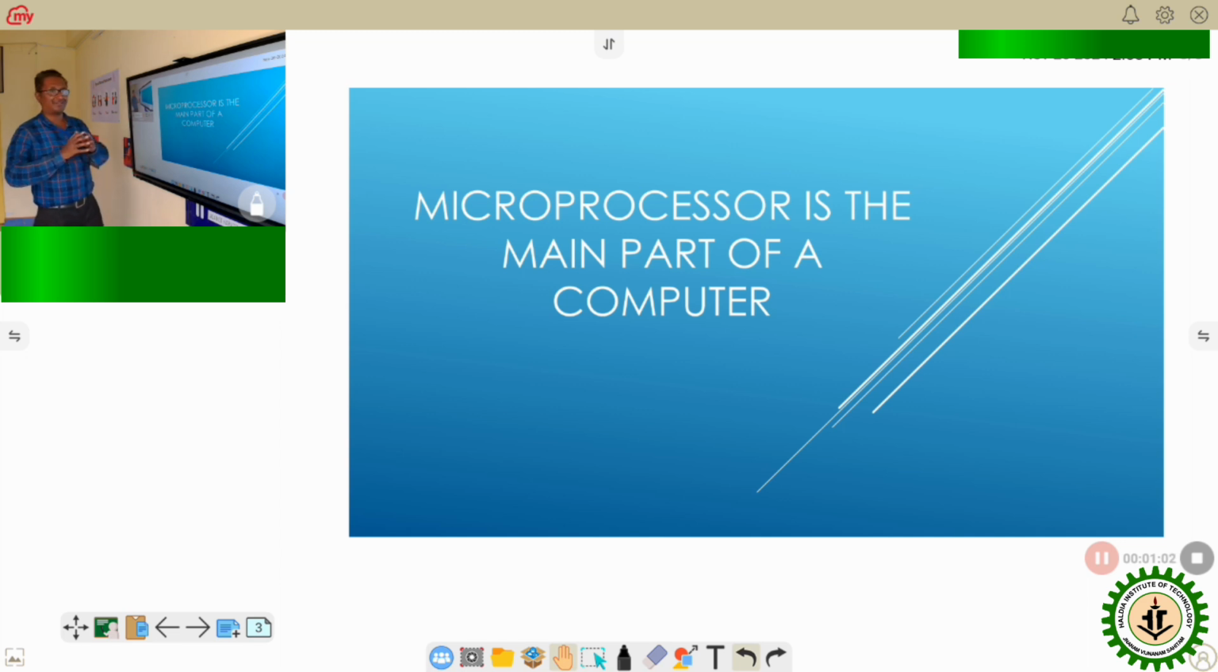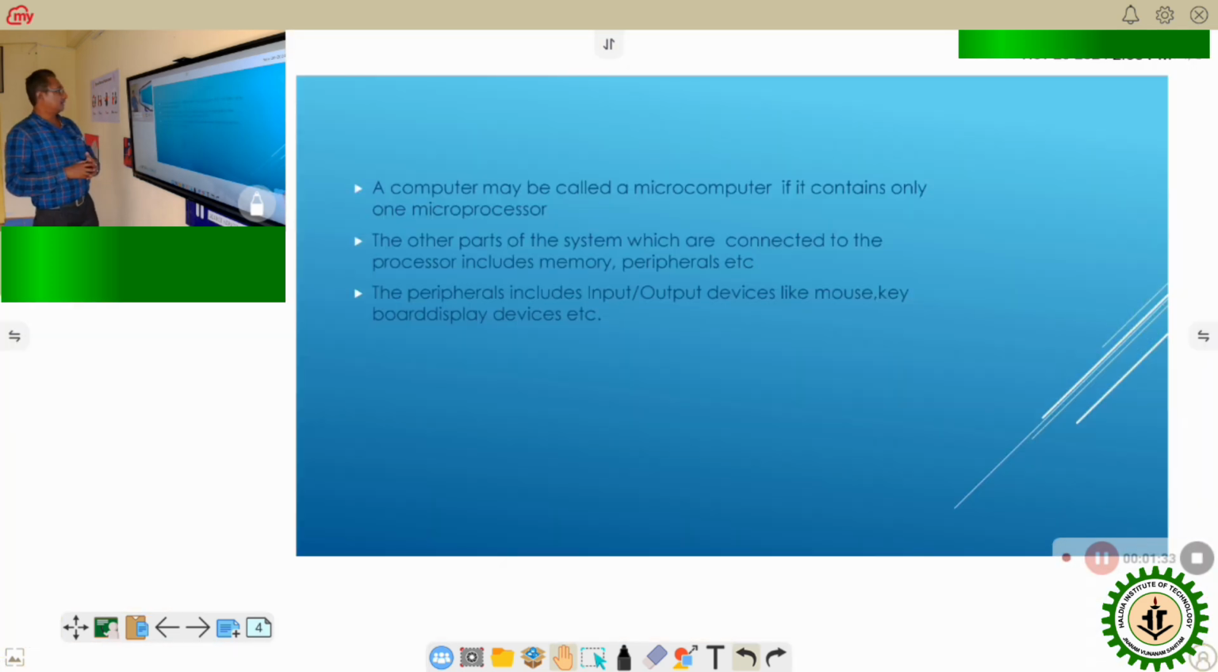Depending upon the architecture, the quality, and the manufacturer, the quality of a computer depends totally on the processor which we use in that computer, and that processor is basically a microprocessor. A computer may be called a microcomputer if it contains only one microprocessor. So a microcomputer is nothing but a computer where there is only one processor.